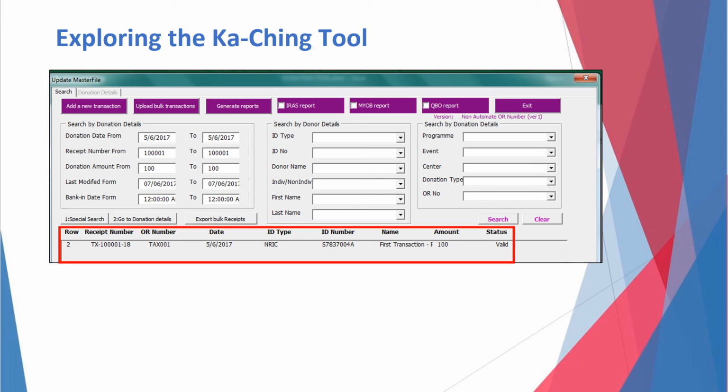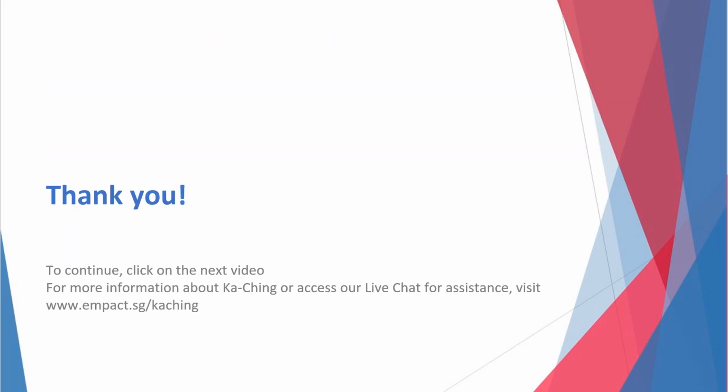Before we finish, do note that you will see at the bottom of this dashboard all the donation records keyed in for your organization. You can click on any of these records to edit them if you have the appropriate user right. At any time you want to exit the donation tool, just click on the Exit button. You have now learned the functionalities of the different files in the Ka-Ching folder, as well as the functions of the Ka-Ching tool.